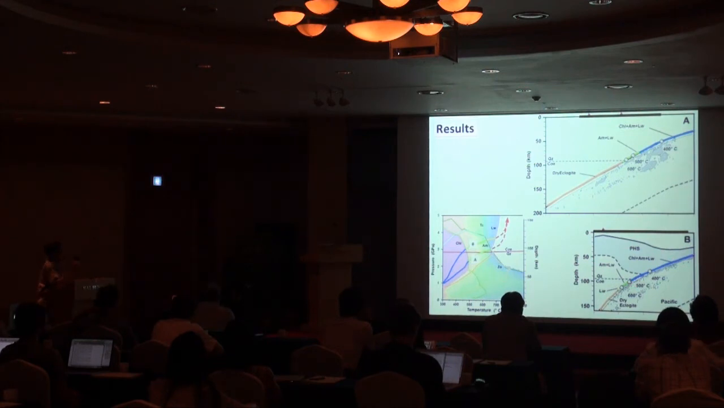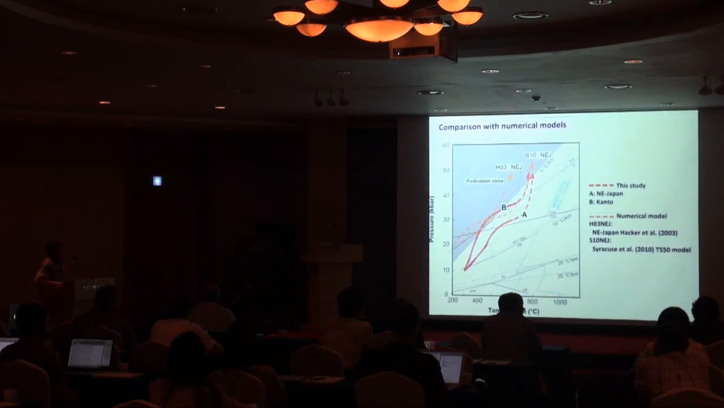Very quick heating at 100 kilometer depth. So what's the meaning, and how can we interpret such a temperature profile? Sorry, before that, I must compare our result with previous numerical models.